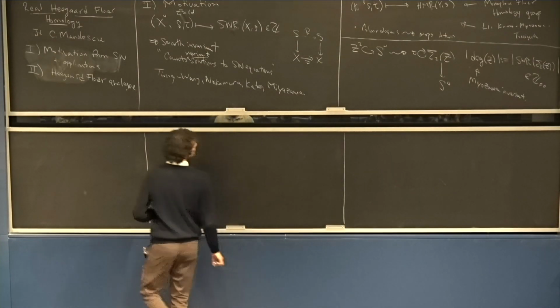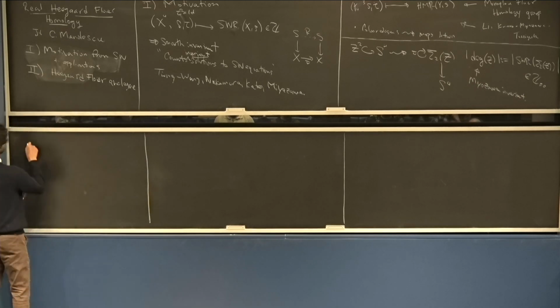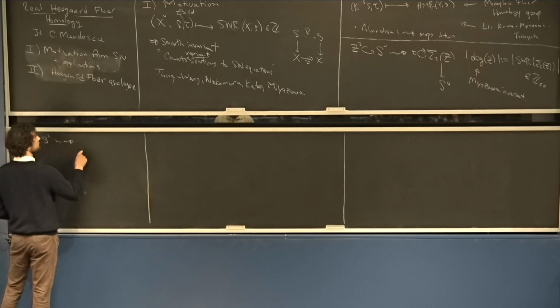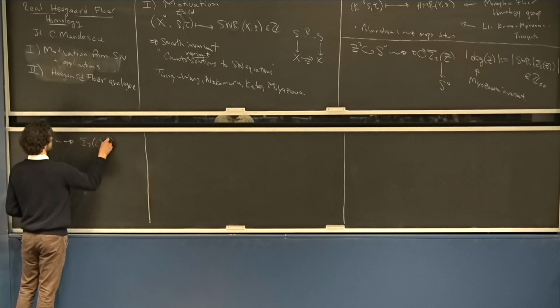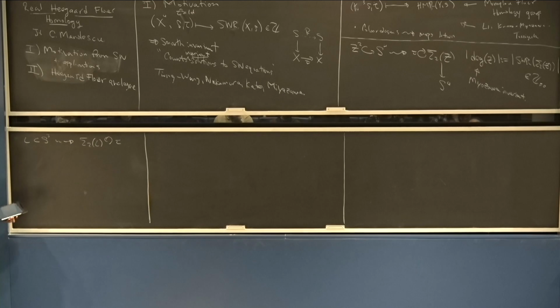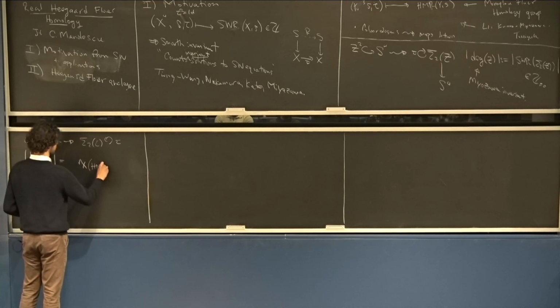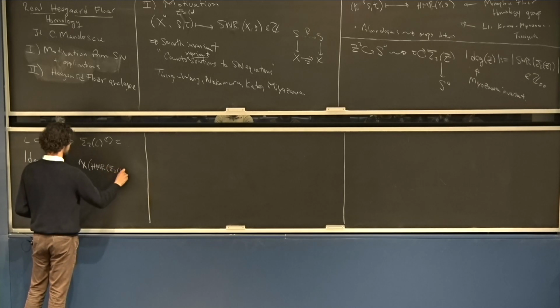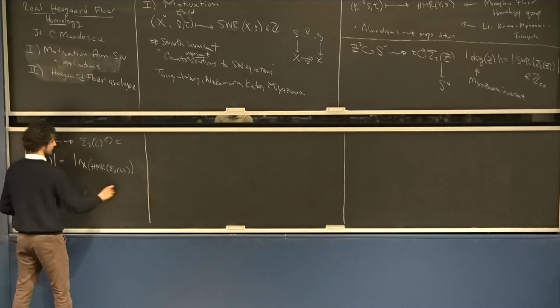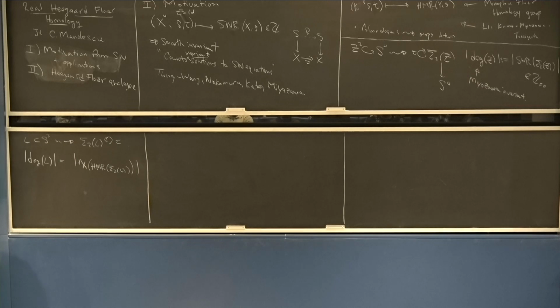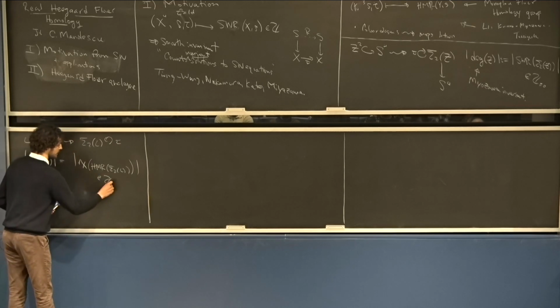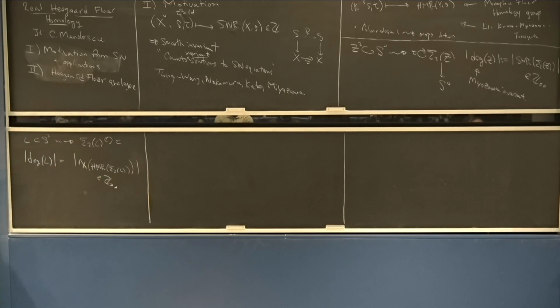And of course, there's an analog for links, which I'll just write for completeness here. I've got some link in S3. Of course, I can also consider its branch double cover, which comes with an involution. And I'd like to extract some integer invariant, so I'll define the degree of my link L to be the Euler characteristic of this HMR of the branch double cover of L. I guess I should take some absolute values so I don't have to worry about signs. And again, this is some positive integer.